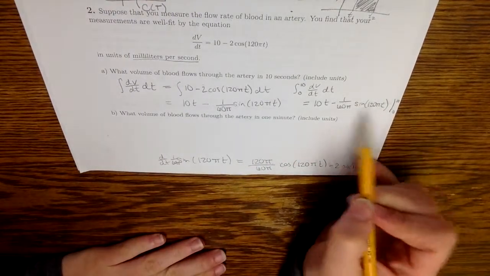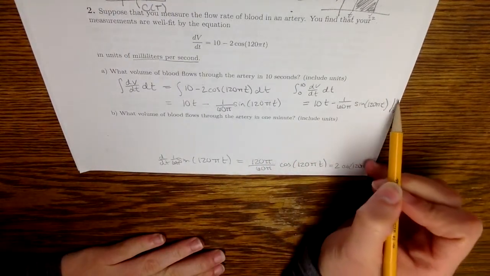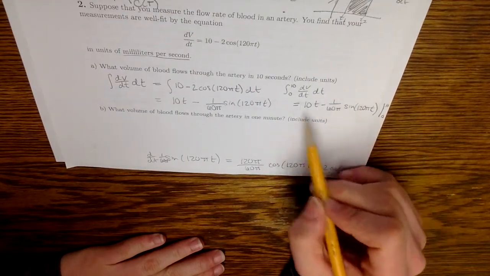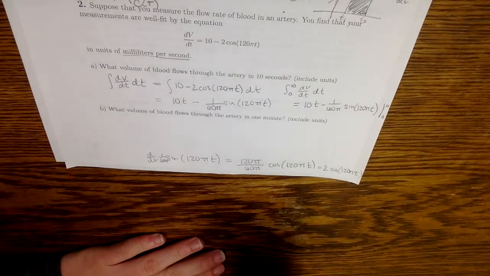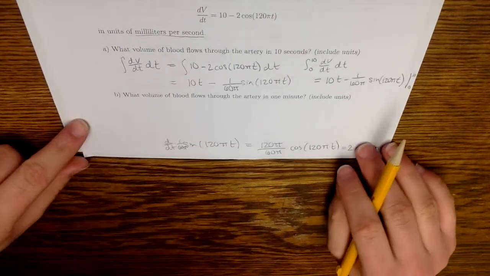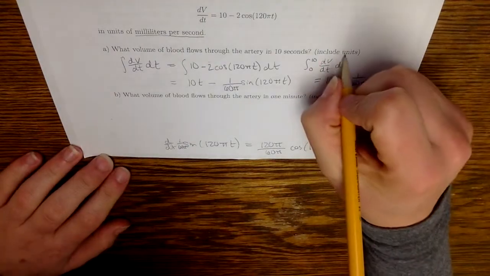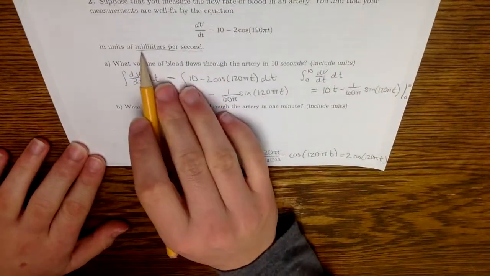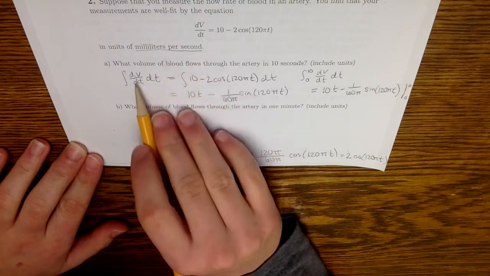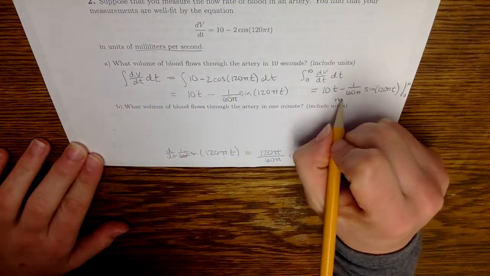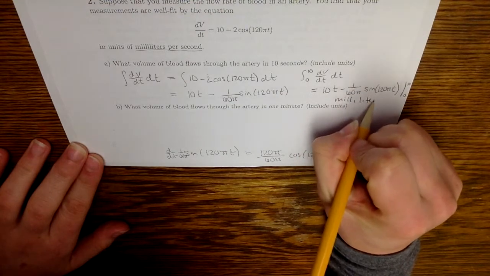Okay, so to complete this problem, I would insert 10 and calculate this value and then subtract this value at 0. What volume of blood flows through the artery in 1 minute? Include units. Oh, and I'm sorry, the units, I almost forgot. So we've integrated milliliters per second with respect to time measured in seconds. So of course we'll just get milliliters.